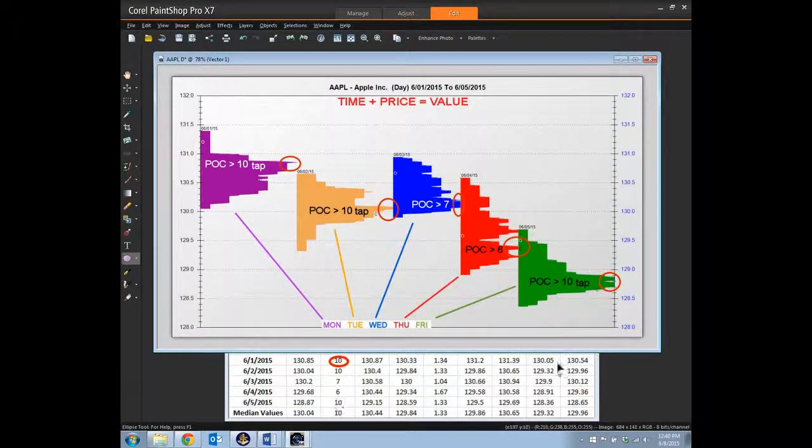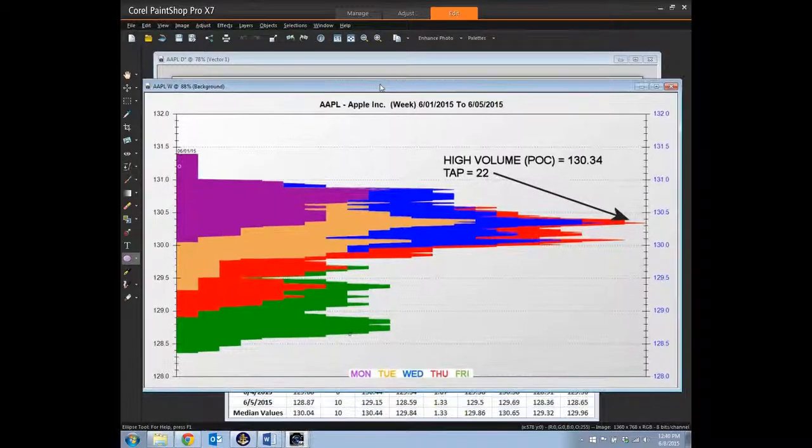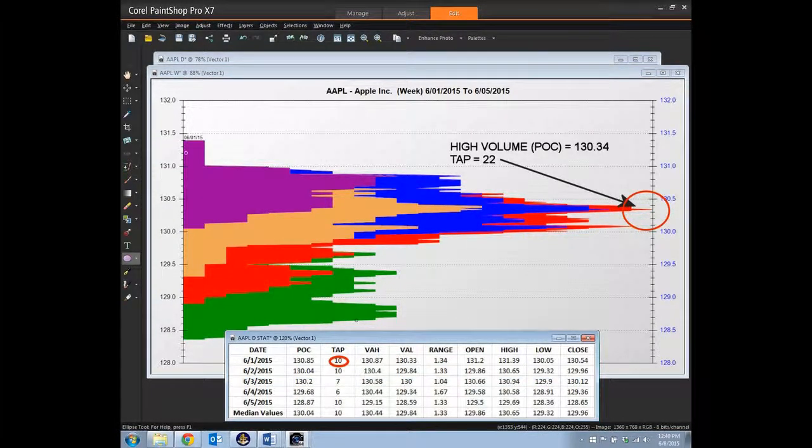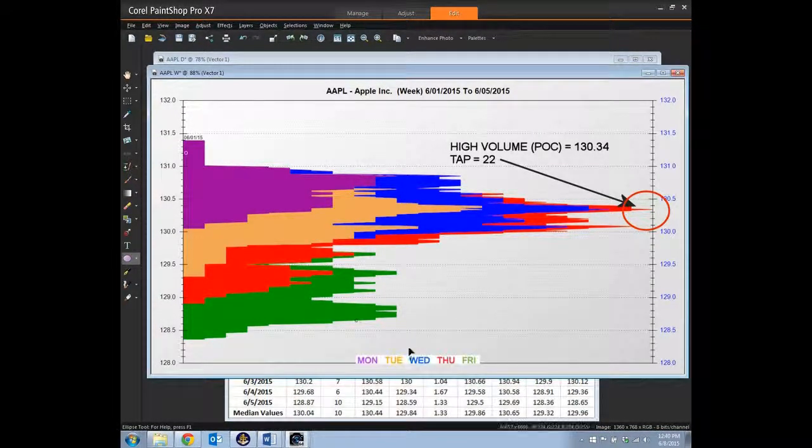If we wanted to look at this, let's say by a week or a month or any time period for that matter, it's the same principle. We're just going to count the amount of time that's spent on price. And in this example, we're looking at the same 5 days. They're only stacked on top of each other, and the high volume price here is noted as 130.34, and the time spent at that price was 22.